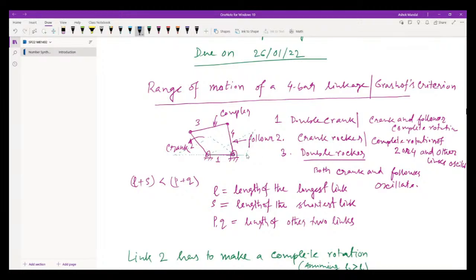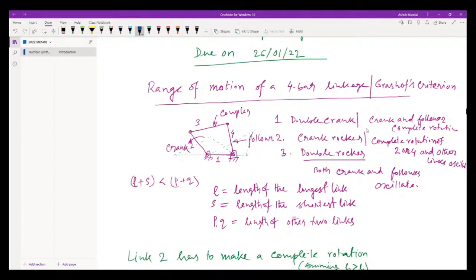Once you have understood all these conditions, then only you can have the double crank, crank rocker and double rocker mechanisms by fixing these links 1, 2, and 3. So can you tell me for which condition you will get the double crank mechanism? Which link do we have to fix? Shortest link. Yes, L1.